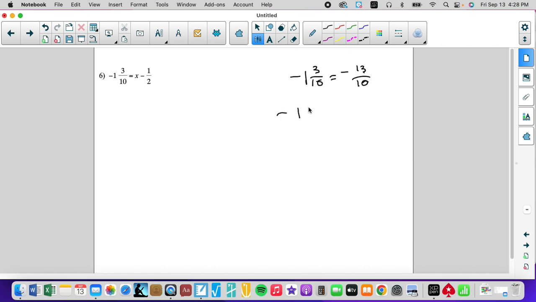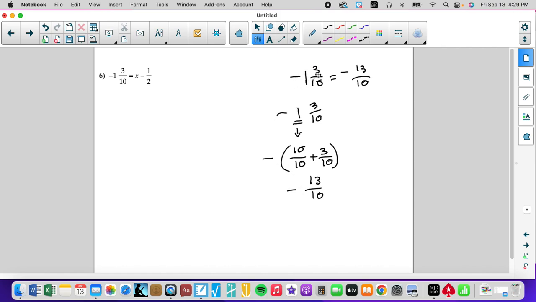-1 3/10. So how many tenths is 1 equivalent to? Well, 1 in tenths is equal to 10 tenths. And then you have your 3 tenths. So that gives you 13 tenths. And we need to understand that that is a negative. It's going to the left. So there's a number of ways of looking at it.